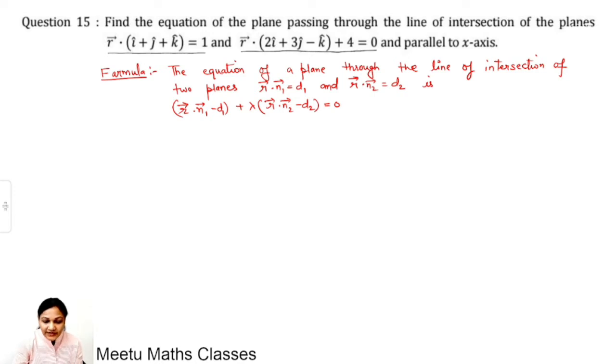So the formula is the equation of a plane through the line of intersection of two planes, r dot n1 is equals to d1 and r dot n2 is equals to d2, is r dot n1 minus d1 first plane plus lambda times second plane is equals to 0.